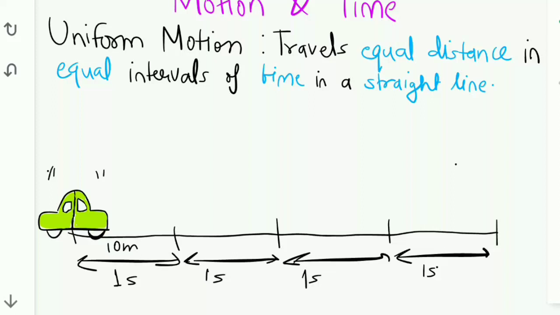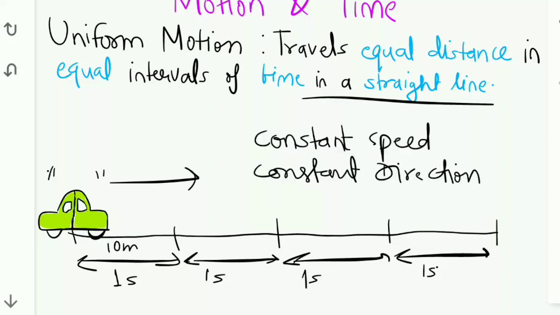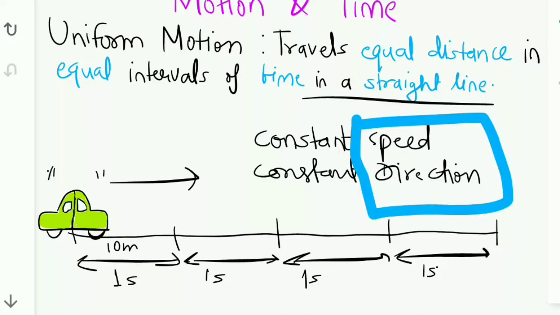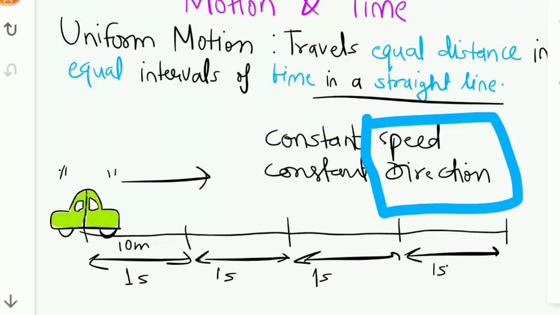Now next part of the definition says in a straight line. So that means in one particular direction. So when we combine the total definition of uniform motion, we get constant speed and constant direction. But what do we know about speed and direction? Speed and direction combine to form, correct, velocity. So uniform motion means constant velocity.